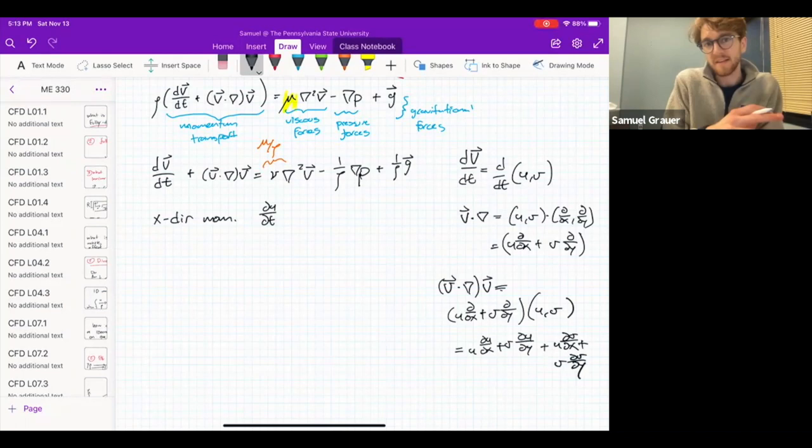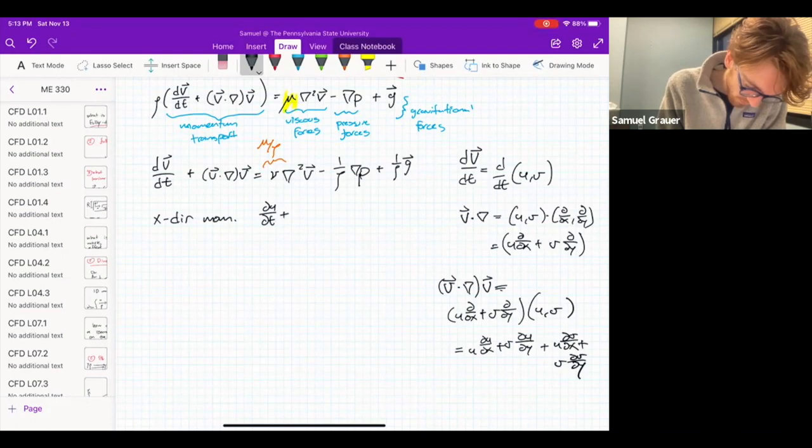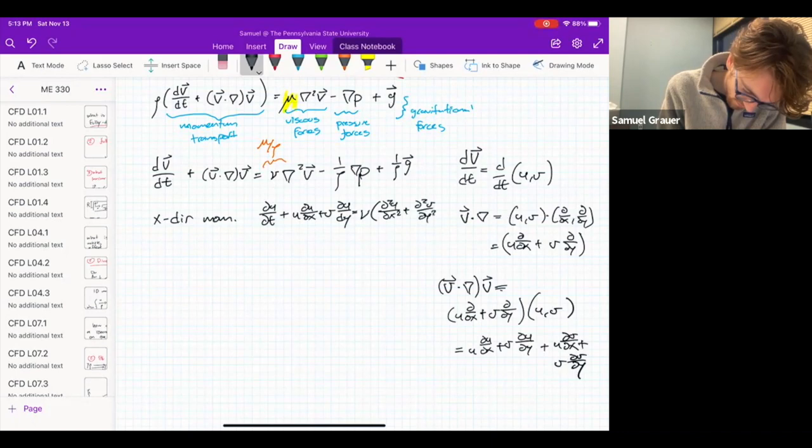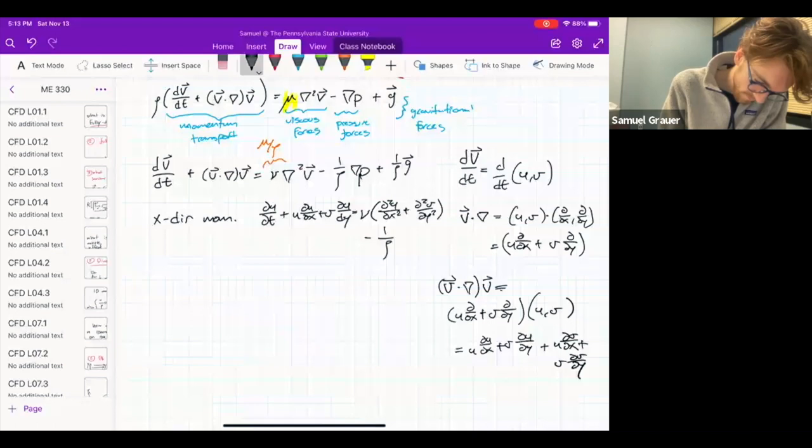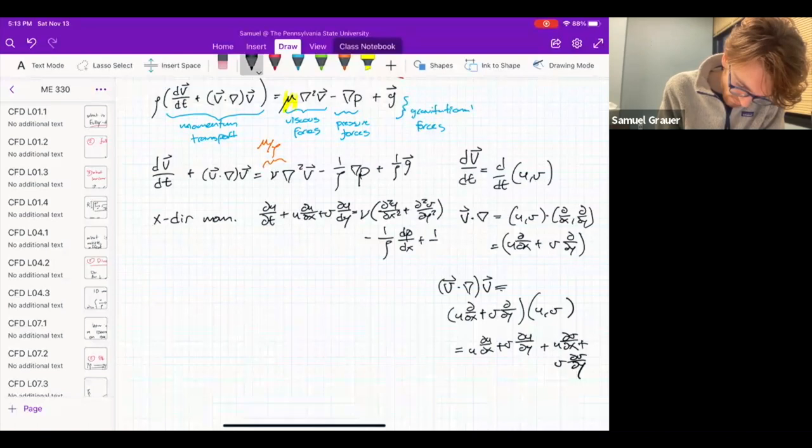So I will now just not go through that in detail for the rest of the equations, but you will see. So we'll get something like u du dx plus v du dy is equal to nu. And then if you do the same thing here, you're going to get di squared u di x squared plus di squared v di y squared. And then you subtract 1 over rho dp dx. Oops, dp dx, sorry. And it's 1 over rho dp dx. And then plus 1 over rho gx.